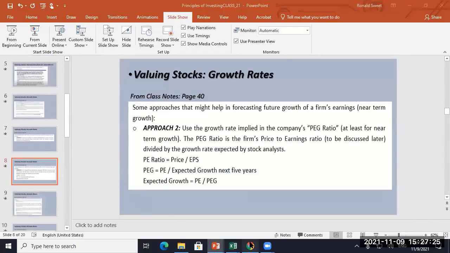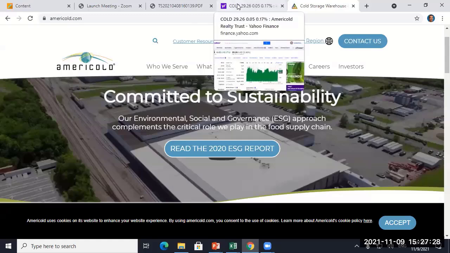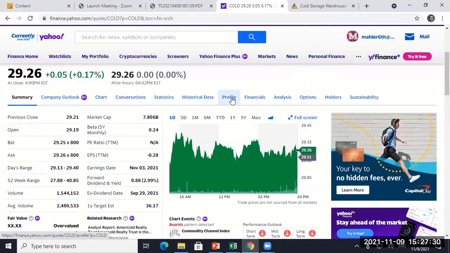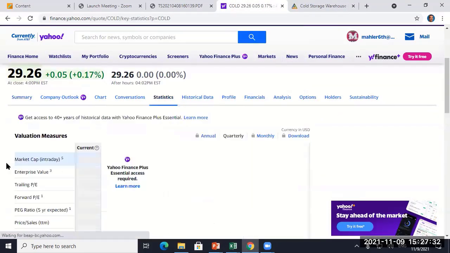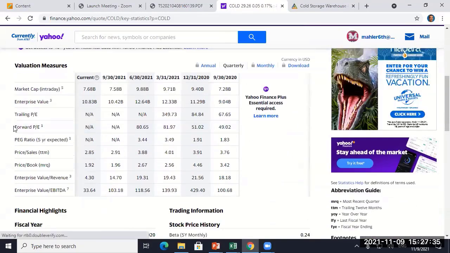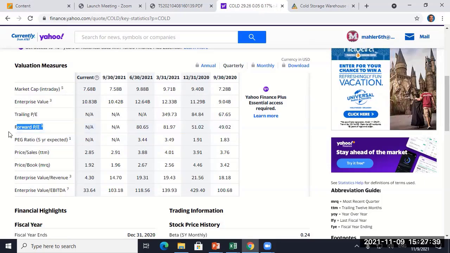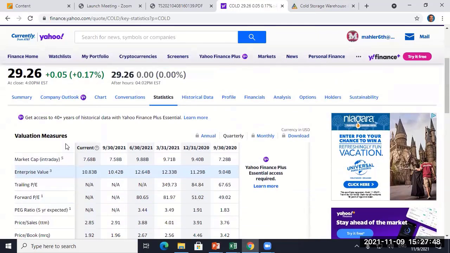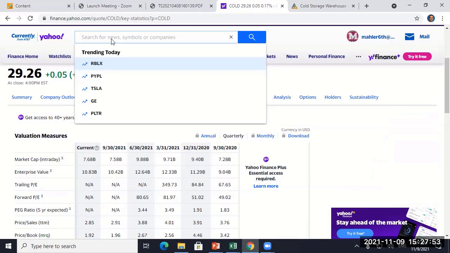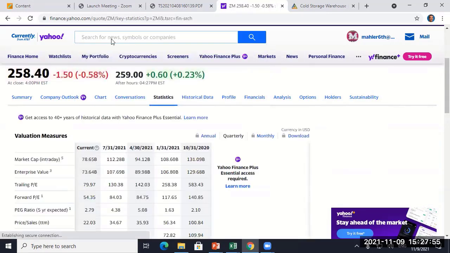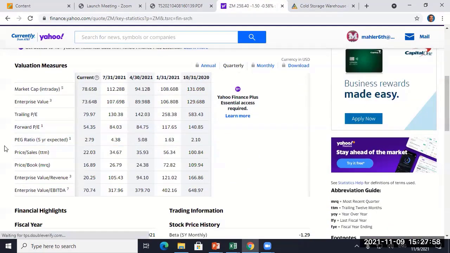So if you look at a Walmart, or let's look at a Kohl's, why not? So you go into statistics and you use the forward PE, not the trailing. They don't have a forward PE, so we can't actually do Kohl's. I don't know why they don't have a forward PE. Probably because they don't have earnings, but let's try a more interesting firm. Let's try Zoom. Zoom may not have earnings, so it may not work for Zoom, but okay.